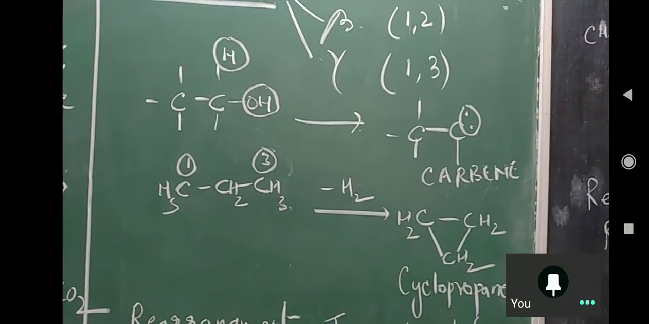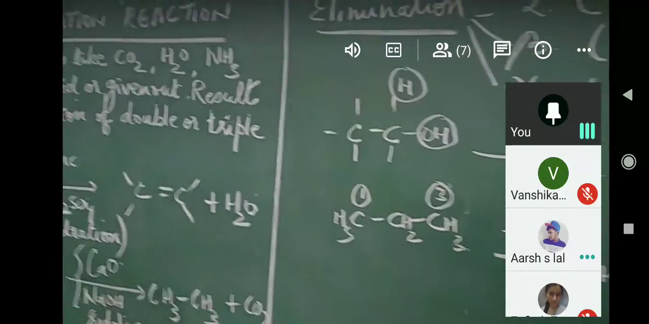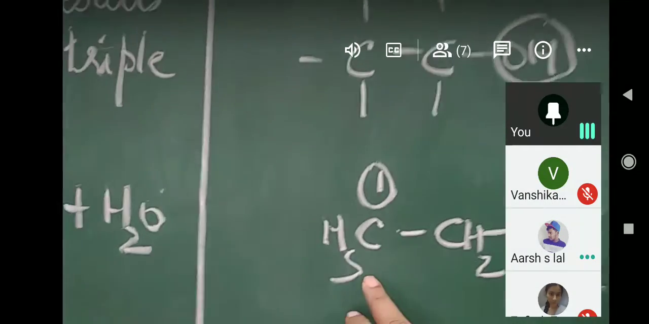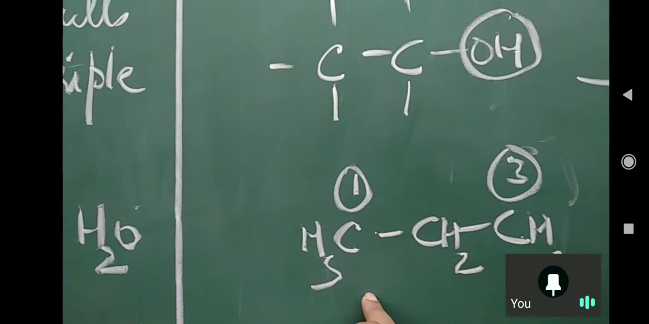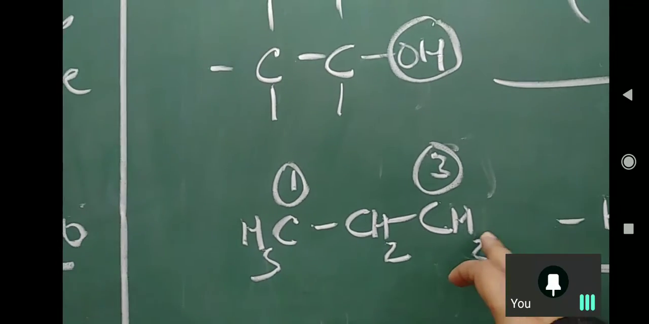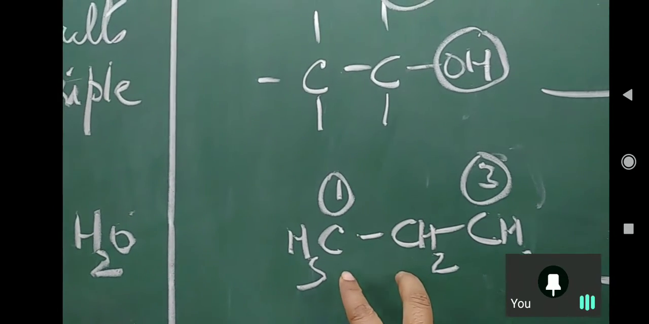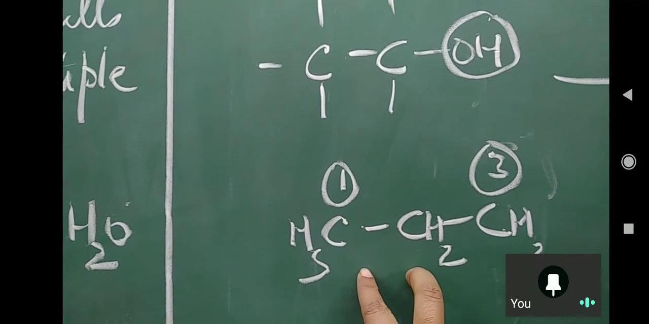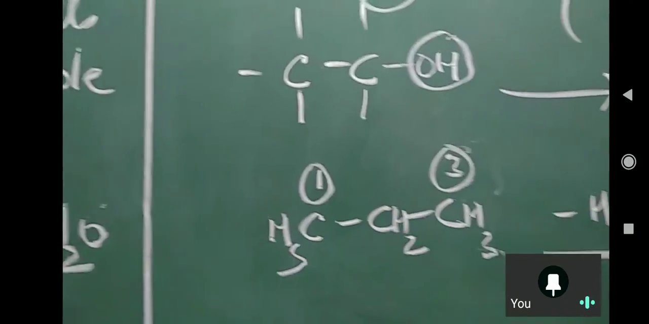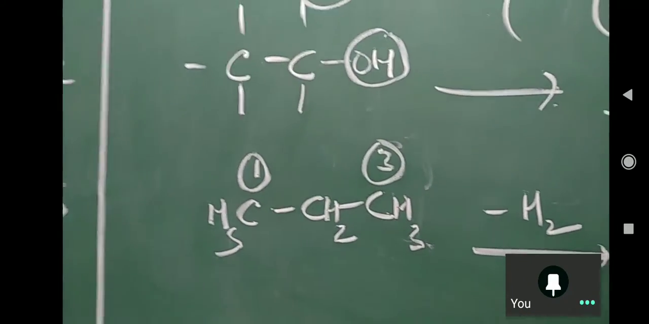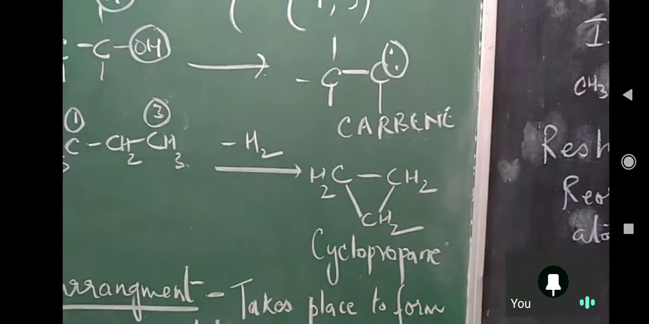Okay, how they are overlapping? If I remove one hydrogen atom from here, this carbon will have only 3 valency, will be free, and one hydrogen atom. Double bond forms between adjacent carbon atoms, beta. The double bond will not form in the 1, 3 position. Okay. So this will form cyclopropane.